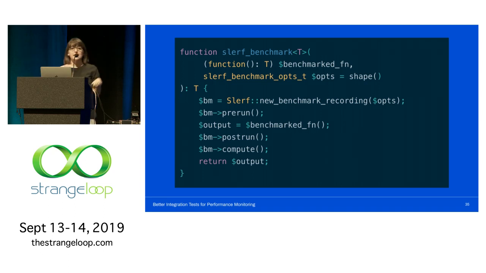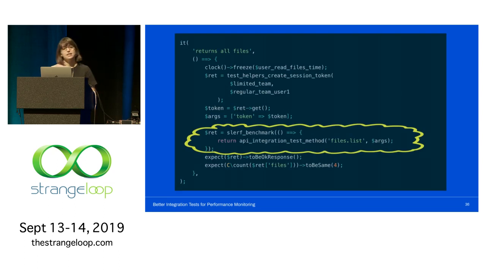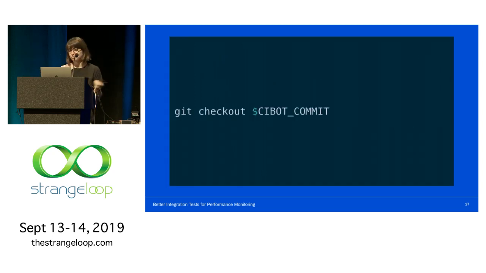Then it'll take another snapshot after it's run the code that it needed to execute. Finally, it'll compute the difference between the pre-run and the post-run. That's basically just a diff of queries and query counts. And then it outputs the result of the anonymous function. And this is what it might look like embedded within an actual integration test. So we're just running the integration test for files.list with some test arguments. We happen to be benchmarking it, but really it doesn't matter within the entire scope of the test.